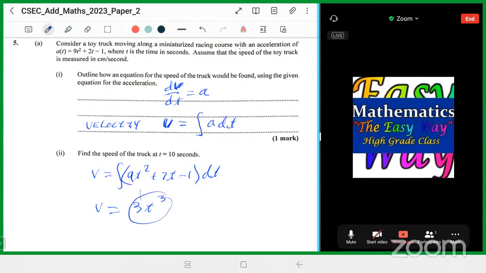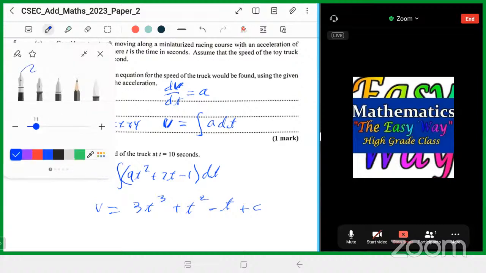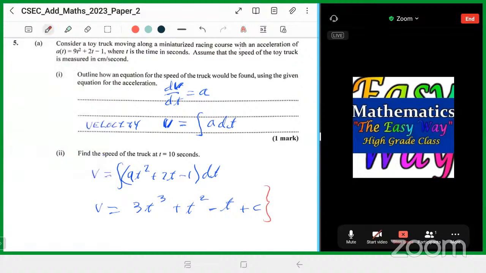If I differentiate this again, I'm going to get that. Then this one is going to give me, add 1 to the power, I'm going to get t squared over 2, so this 2 will be cancelled. So I'm going to just get t squared. And then this one, integrate the minus 1 to get minus t plus a c. But here, I have to assume that it starts from rest, since they didn't give me any conditions. I'm going to assume that when t equals 0, the velocity is 0, and therefore c equals 0.